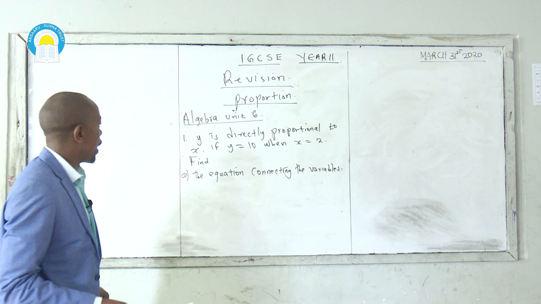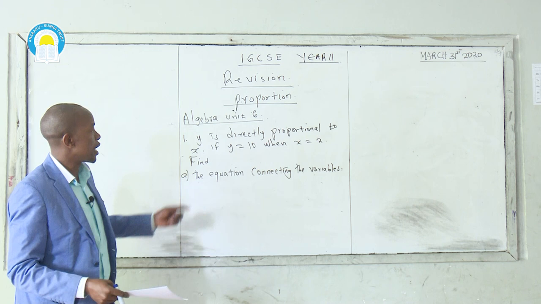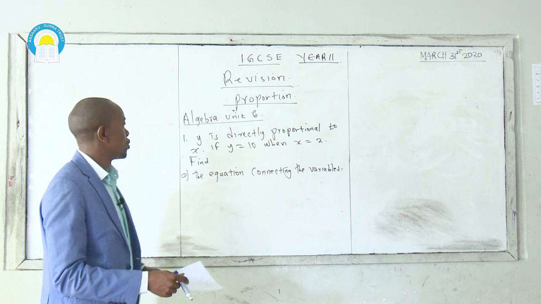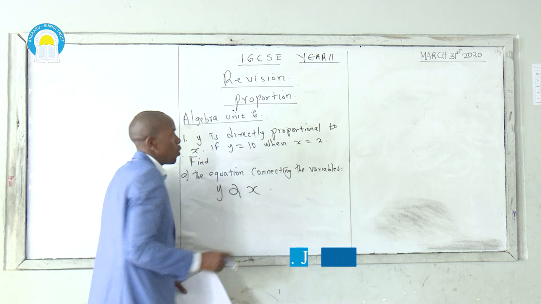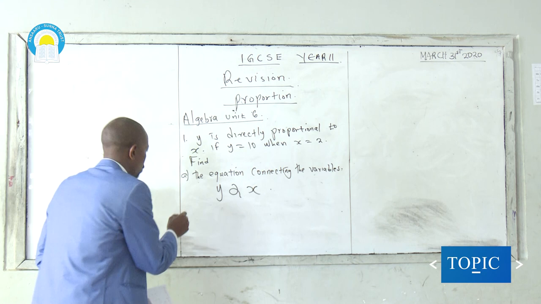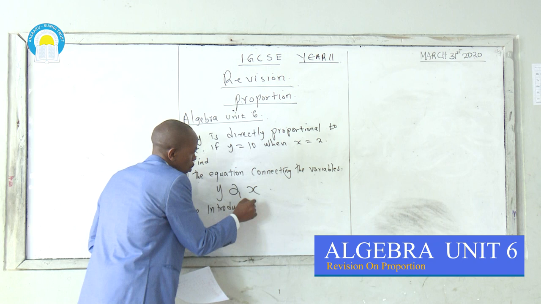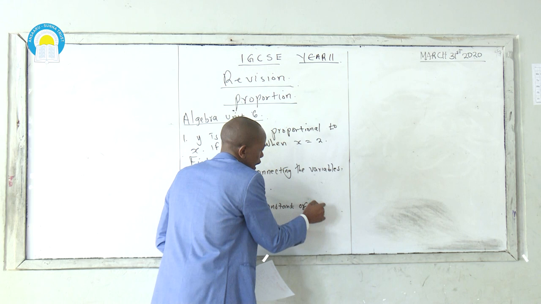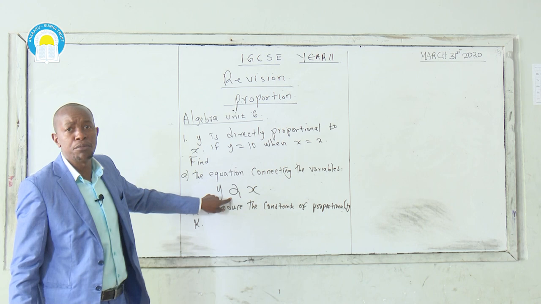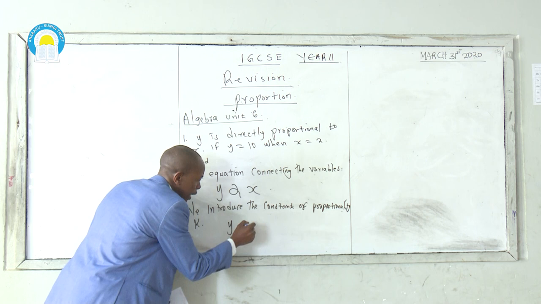You say y is directly proportional to x. This is a direct proportion. In direct proportion, we get linear equations that give straight lines when you plot them on a graph. So we are saying y varies as x. Now, we introduce the constant of proportionality, which is k, so that we replace the varies with an equal sign. So we say y is equal to kx.